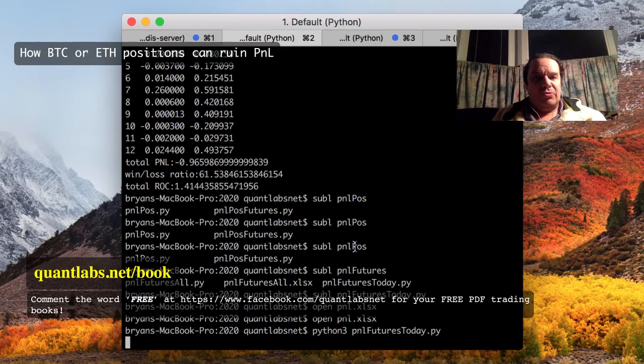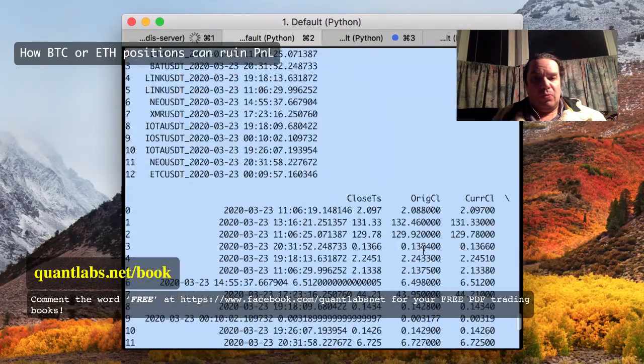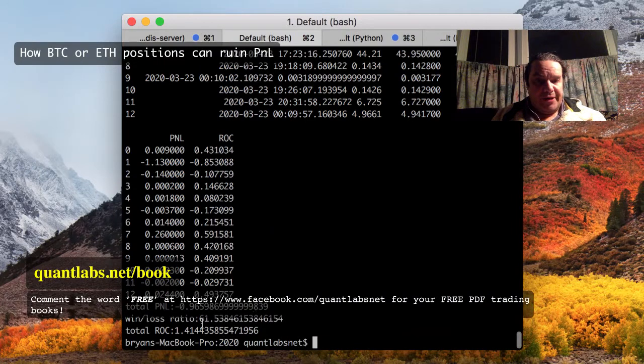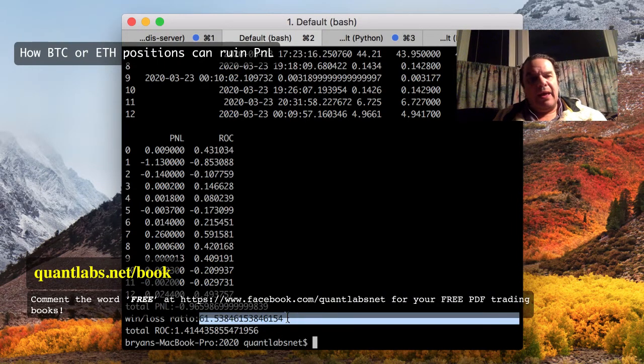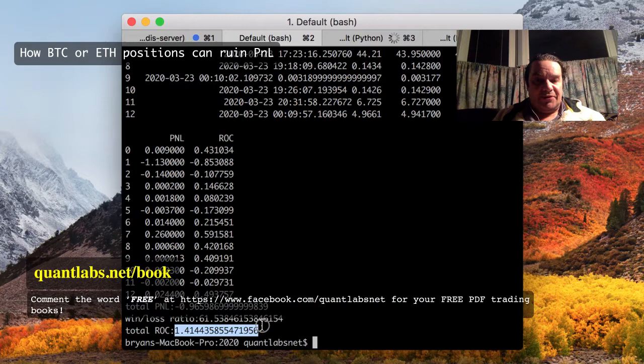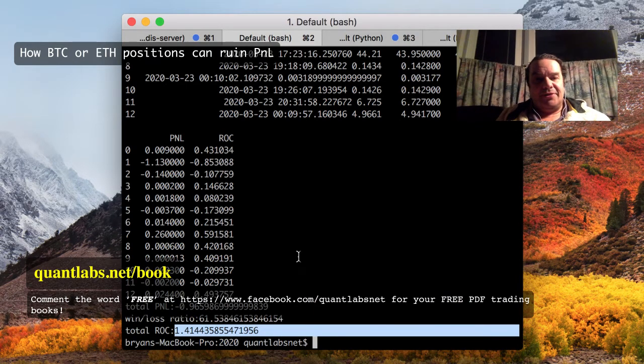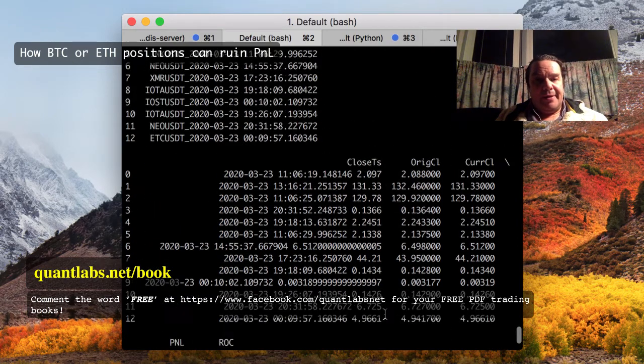So what I'm going to do is I'm running the P&L. You can see it's negative here. The win ratio is pretty high, 61. So you'd think, how is it possible we have a 61 ratio, but still a negative P&L of 96 cents, as well as a return of 1.4, which is pretty good? The answer is right up here in this one position.